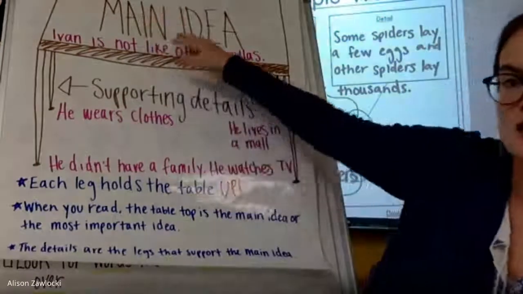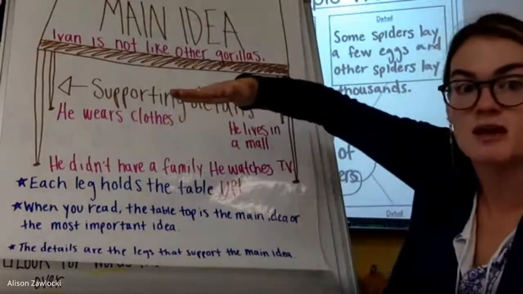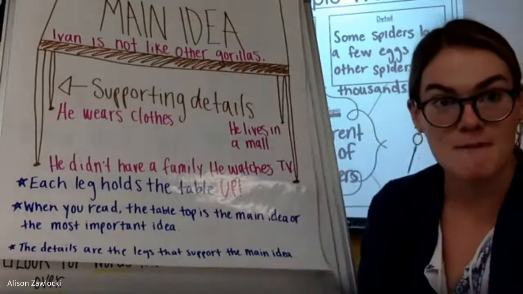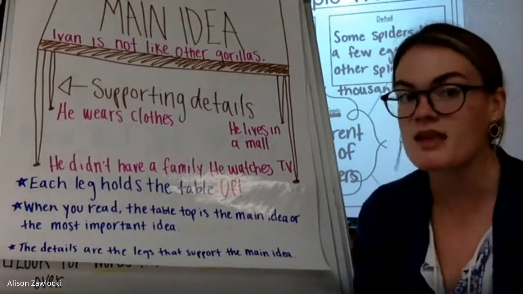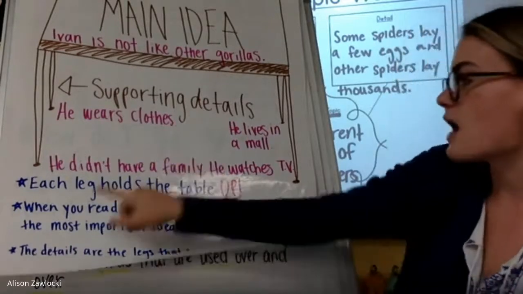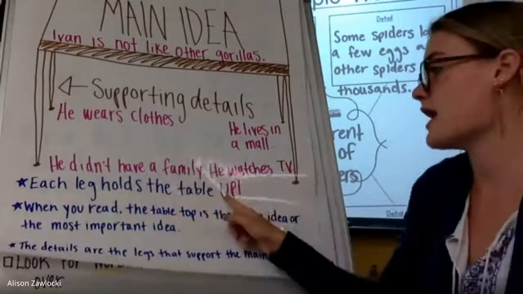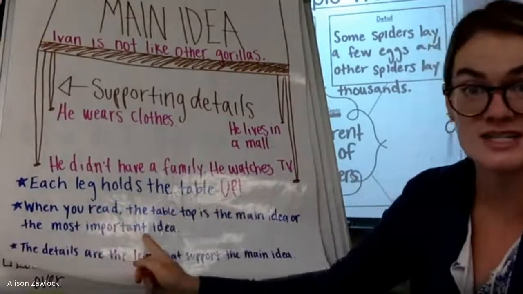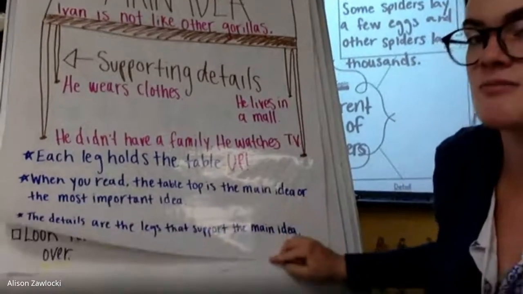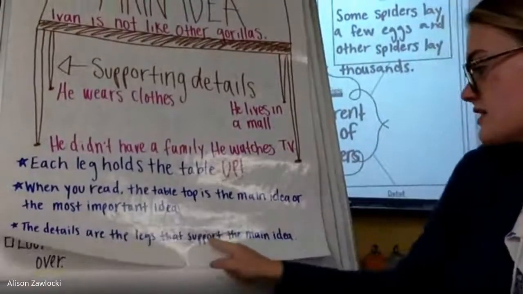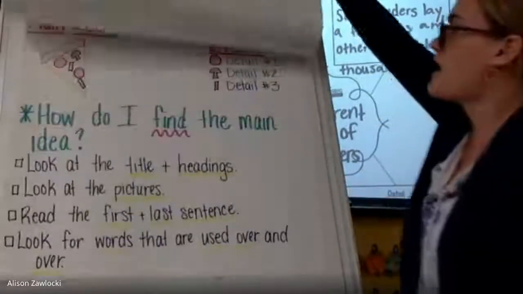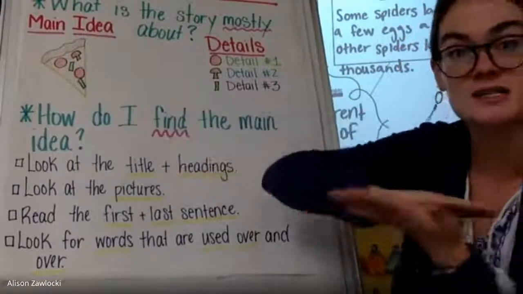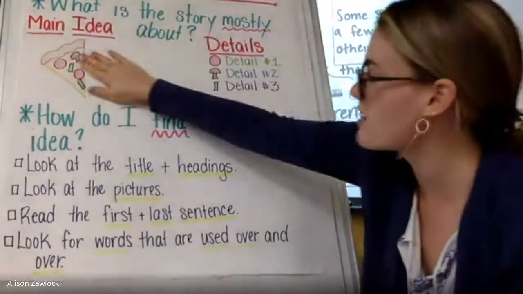So what we learned is that we have a tabletop, and that is the main idea or main topic, and we have to have supporting details that support that main idea or main topic and give evidence to prove it. So each leg holds the table up. When you read, the tabletop is the main idea or the most important idea. The details are the legs that support the main idea. And let's review this. It's what the story is mostly about, just like a pizza crust. And the details are the toppings.